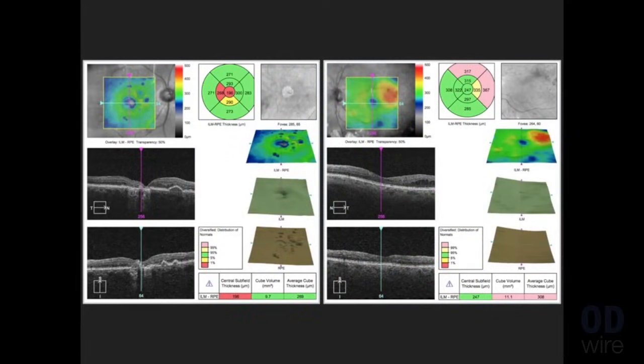Take a look at these two patients. In these patients, what you can see, when you're looking at the image qualitatively, is some areas of atrophy. When you look at the map, you're going to notice that there's more blue than you would expect centrally, along with these patchy areas of blue, which would indicate areas of retinal thinning.